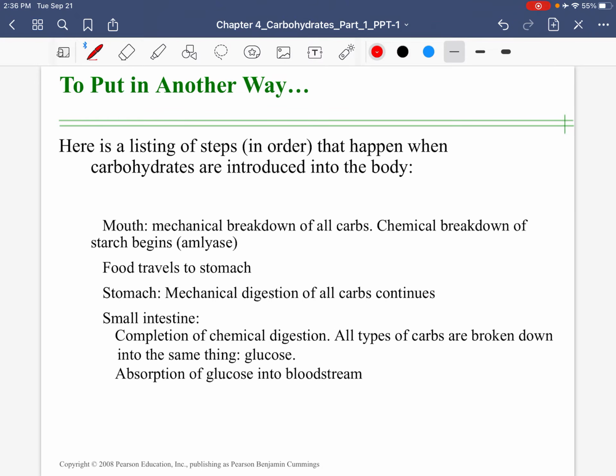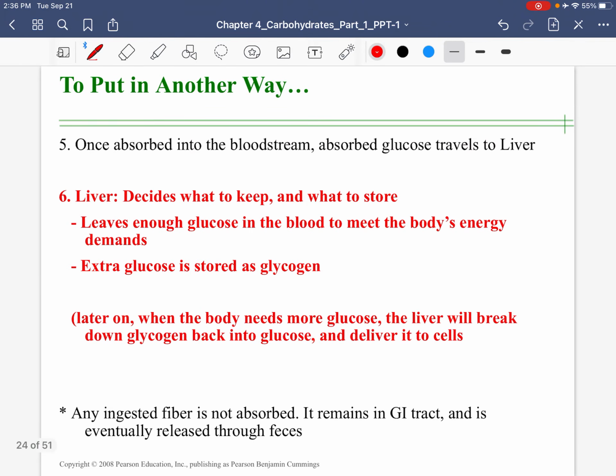Okay. I'm having a beverage here to keep myself awake. I apologize. Here's some other information, but you don't need to know this. A lot of this is a review of the digestive tract that we already talked about.